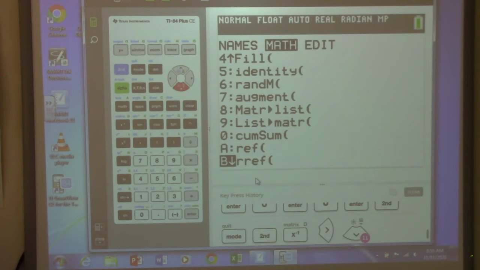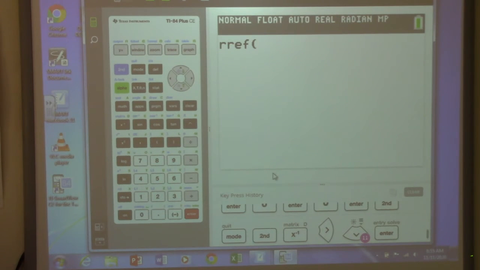What does RREF stand for? Reduced row echelon form, okay? That's why I emphasized that, so you recognize what it is. And then once you get there, another thing, this is B, so you have facility at it. When you get to math, you can hit alpha B to get here quickly. But then when you get here, you press enter. And this is what you're going to have.